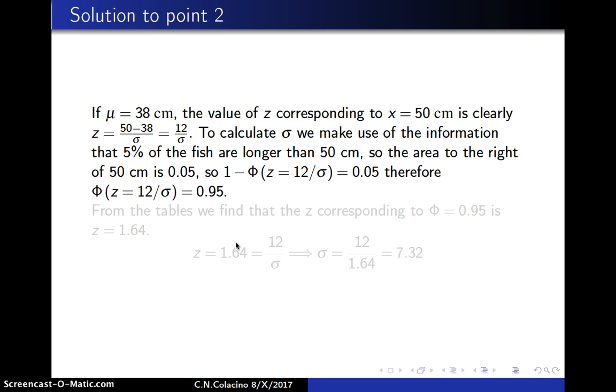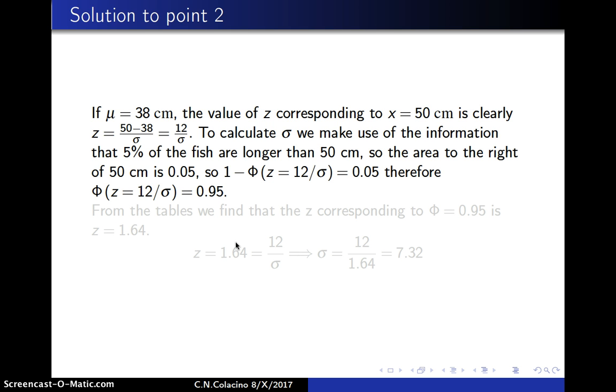Let's see. If mu, the mean, equals 38 centimeters, the value of Z corresponding to X equals 50 centimeters is clearly Z equals 50 minus 38 divided by sigma, so 12 divided by sigma, the standard deviation. To calculate sigma, that's the question, we make use of the information that 5% of the fish are longer than 50 centimeters. What does it mean, 5%? It means that the area to the right of 50 centimeters is 0.05, 5 divided by 100. So 1 minus phi of Z, where Z is 12 divided by sigma, is 0.05.